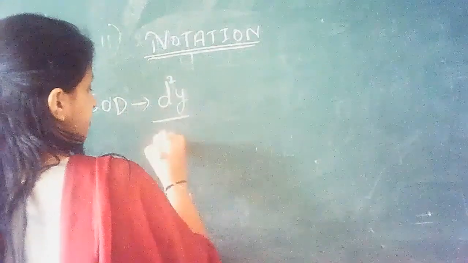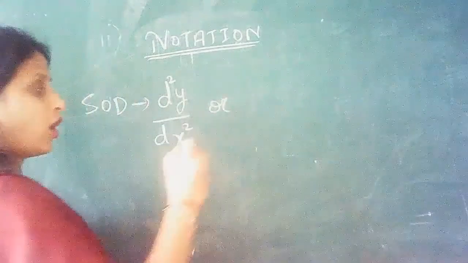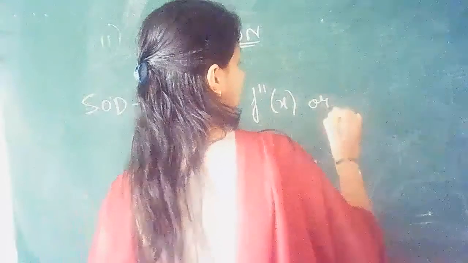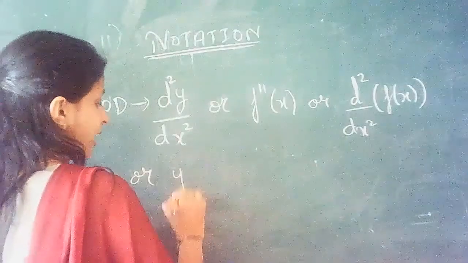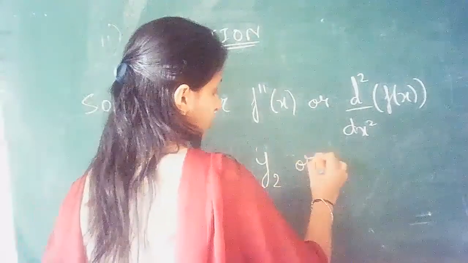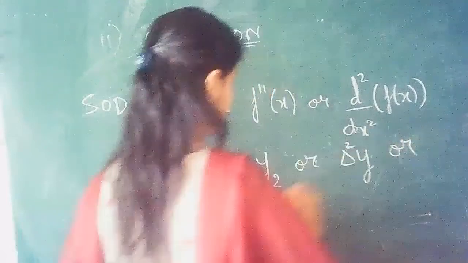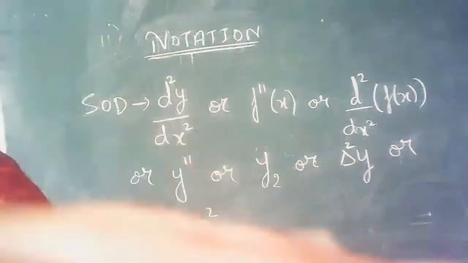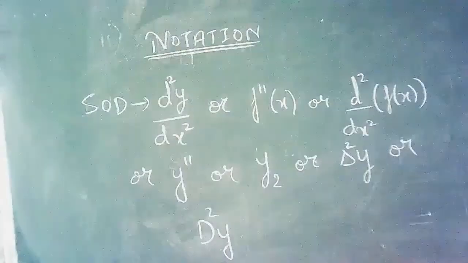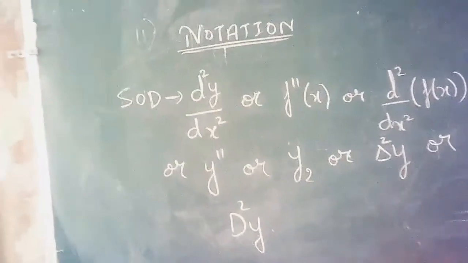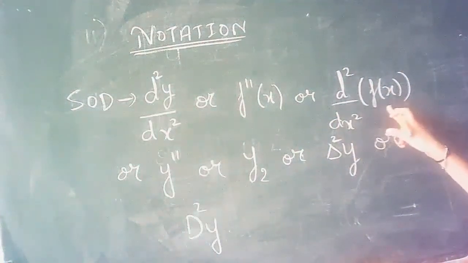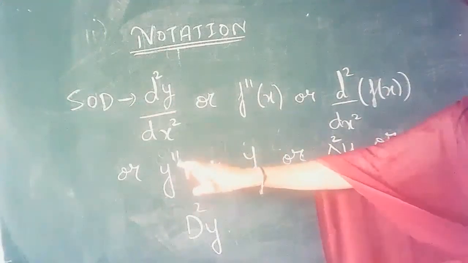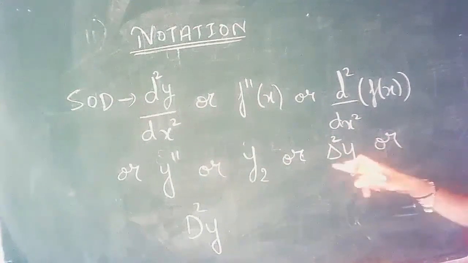Here you can represent the second order derivative by d square y by dx square, or f double dash of x, or d square by dx square of f of x, or y double dash, or y2, or del square y, or D square. So these are the notations of the second order derivative. Second order derivative you can represent it like this.